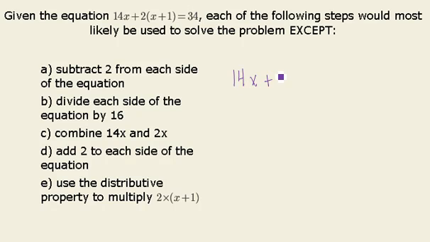14x plus 2 times the quantity of x plus 1 equals 34. Well, the first thing I would do in this problem is I would distribute the 2. And I see that use the distributive property to multiply 2 times the quantity of x plus 1 is one of my choices. So obviously that is a step in this problem.